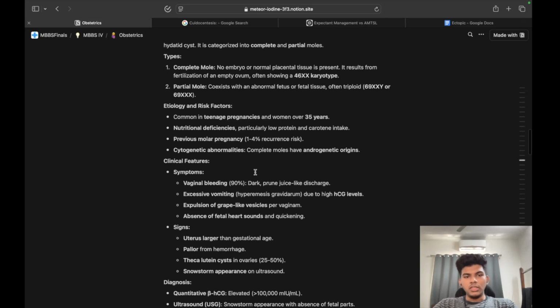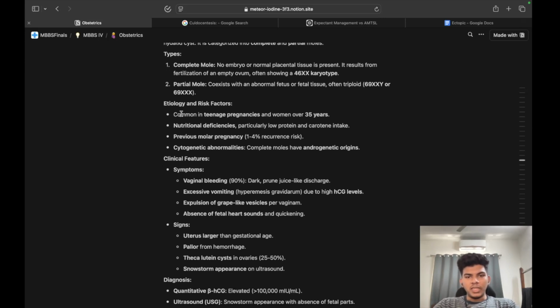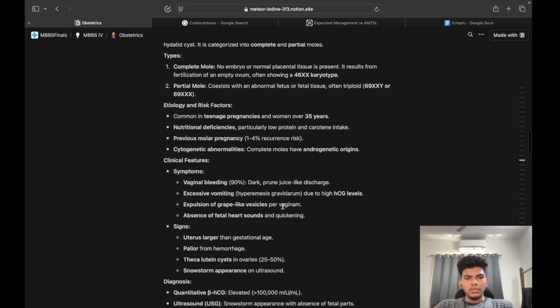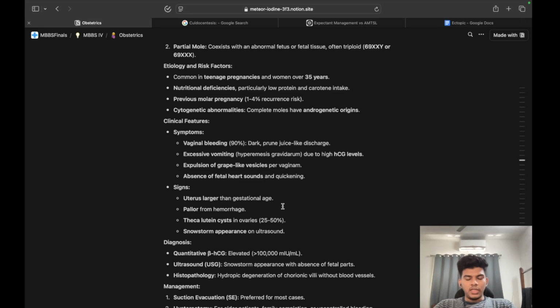Coming to the etiology: common in teenage pregnancies and women over 35, and nutritional deficiencies, particularly a low protein and low carotene diet, previous molar pregnancy, and cytogenetic abnormalities. Complete moles have androgenetic origins because it is an empty ovum, and the sperms are the ones which give rise to it after the fertilization.